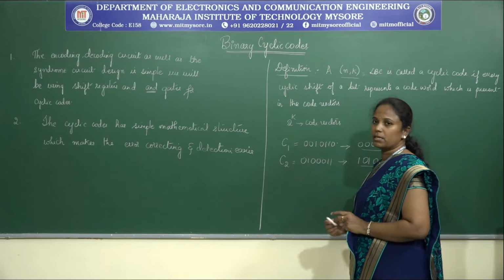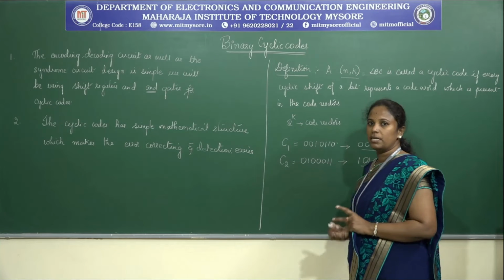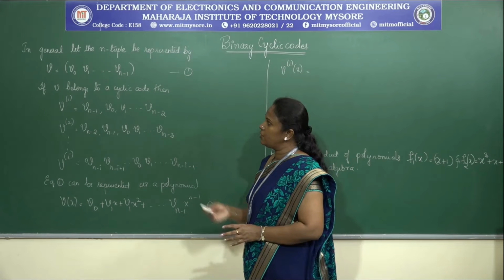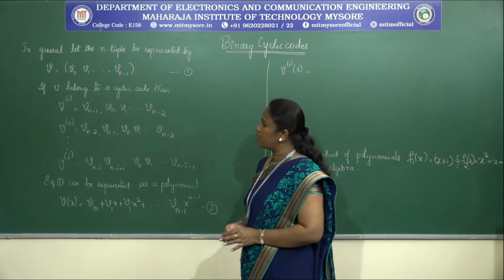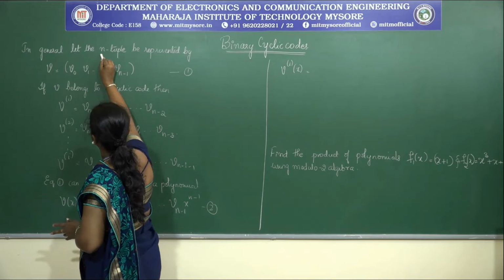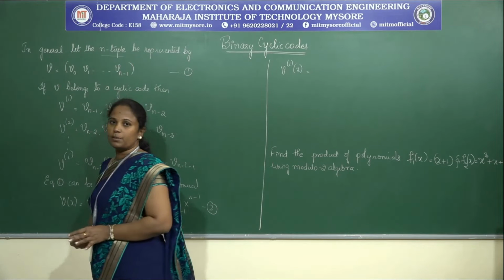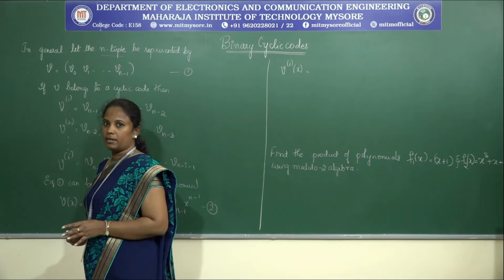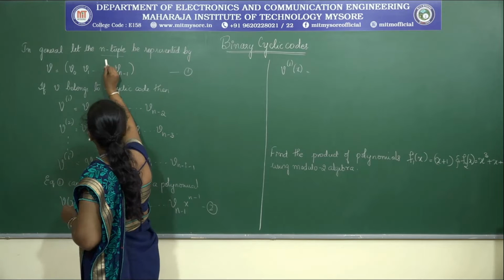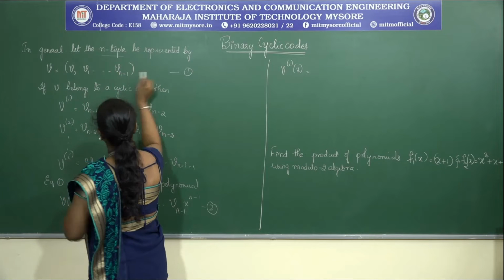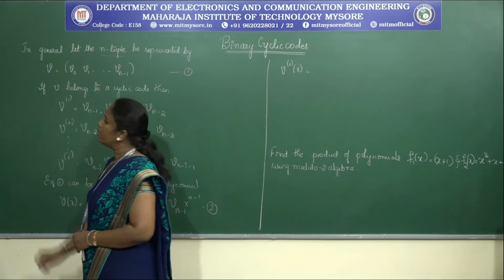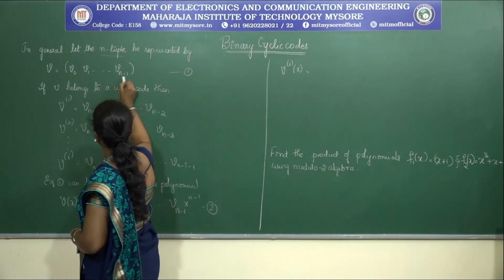Let us look at how we represent cyclic codes in general. In general, we consider it as an n-tuple, where n represents the code word length. Let the n-tuple be represented by v, the code vector. So v is equal to v0 up to vn minus 1.